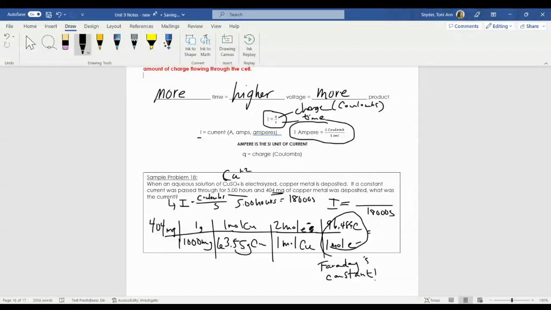It's amperes. When you solve for this stoichiometry problem, you will get a value of 1,230 coulombs. Plug this guy up here. 1,230 coulombs per every 18,000 seconds gives us 0.0681 amperes or amps. Okay, the current is 0.0681 amps.